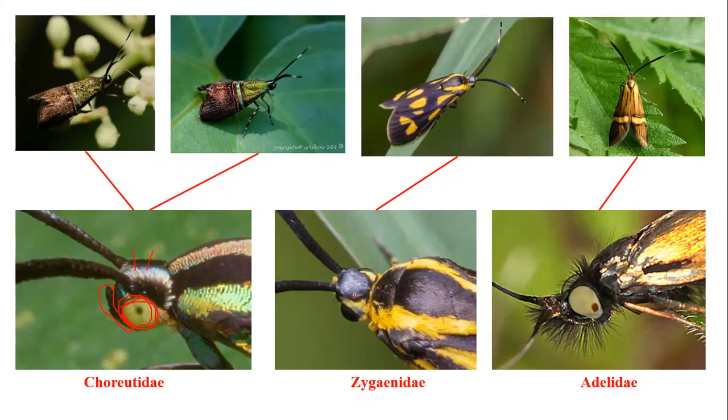Now, in case of Zygaenidae, the most important feature to describe this family is the presence of giant chaetosemata on their head. You are seeing here that they have chaetosemata, which is a very good characteristic to identify this family. And in case of Adelidae, their eyes are larger, just like Choreutids. However, their head is hairy. You are seeing here that their head contains many hairs on every side. So I think that following these characteristics of their head, we can differentiate Choreutidae, Zygaenidae, and Adelidae.